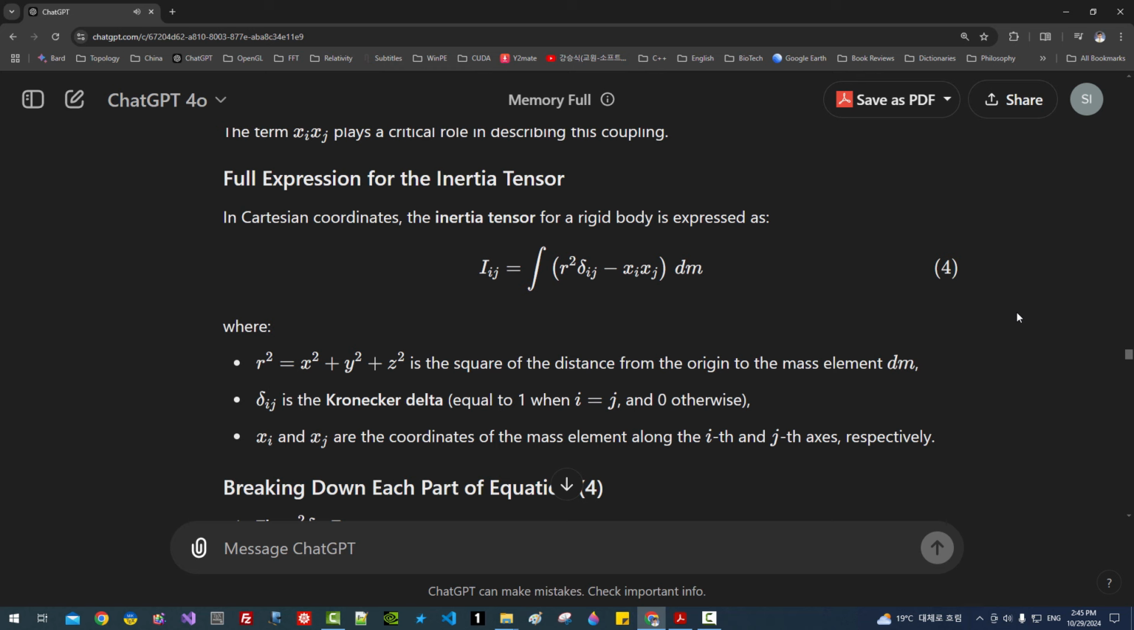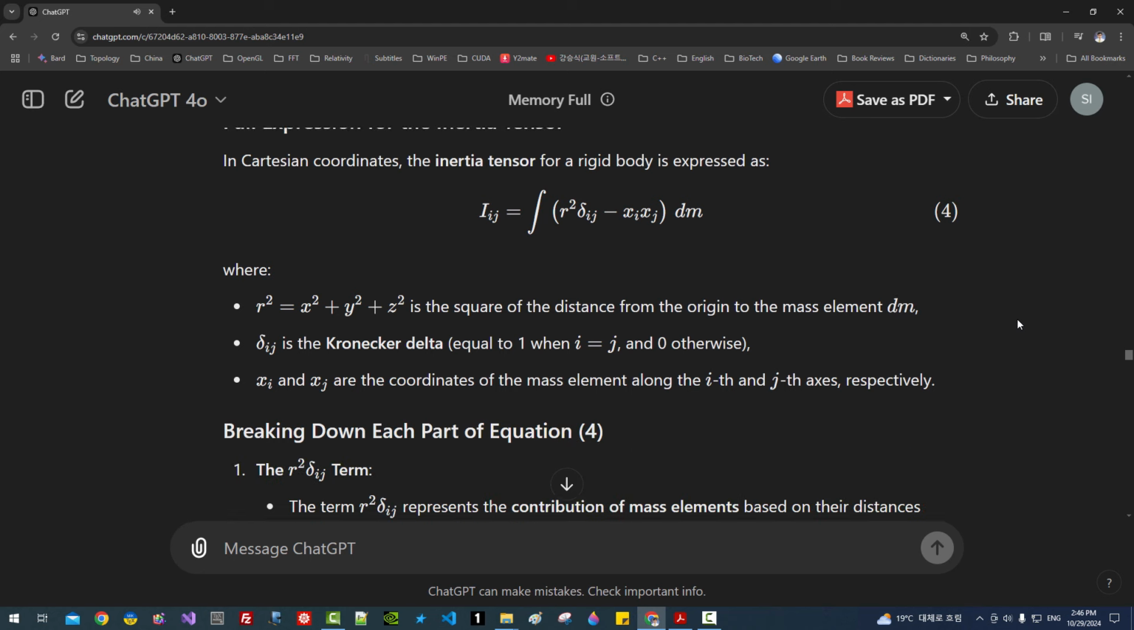Full expression for the inertia tensor. In Cartesian coordinates, the inertia tensor for a rigid body is expressed as I_ij equals the integral of (r² delta_ij minus xi xj) dm, equation 4, where r² equals x² plus y² plus z² is the square of the distance from the origin to the mass element, dm. Delta_ij is the Kronecker delta, equal to 1 when i equals j and 0 otherwise. xi and xj are the coordinates of the mass element along the i and j axes respectively.